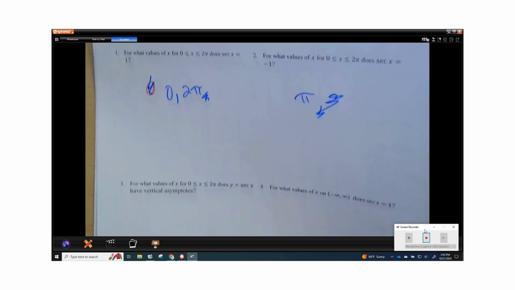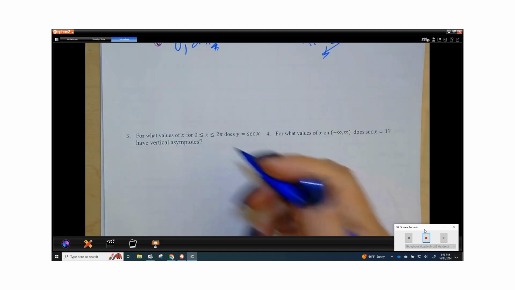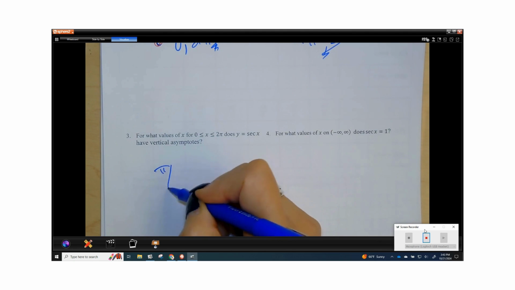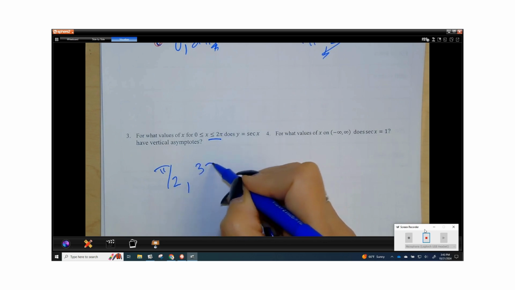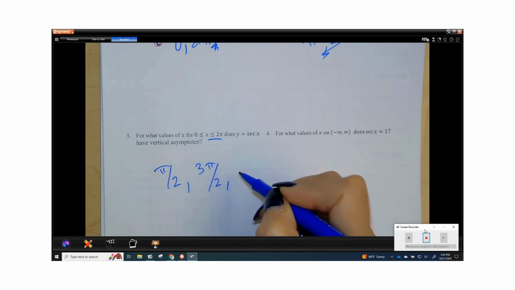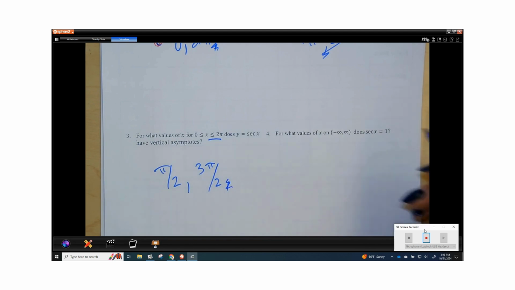What values does it have an asymptote? Vertical asymptote is pi over 2. This is just going to 2 pi, 3 pi over 2. That's it.